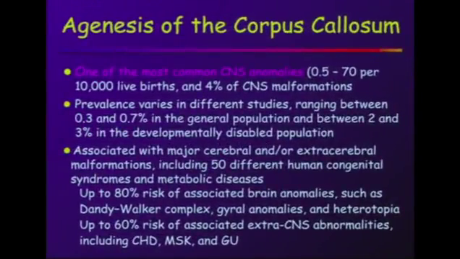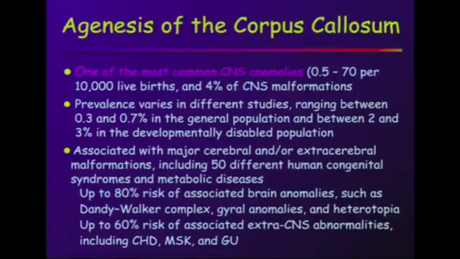And the answer, of course, is agenesis of the corpus callosum or hypogenesis of the corpus callosum. This is one of the most common CNS anomalies out there. Prevalence varies depending on pretest probability, but up to 5% in the developmentally disabled population. In the reference that I used, it was associated with major cerebral or extracerebral malformations, including 50 different human congenital syndromes. I heard Ruth give one of her always superb lectures a couple months ago, and her reference used 2,000 syndromes. But bottom line, agenesis or hypogenesis of the corpus callosum is associated with a lot of stuff.